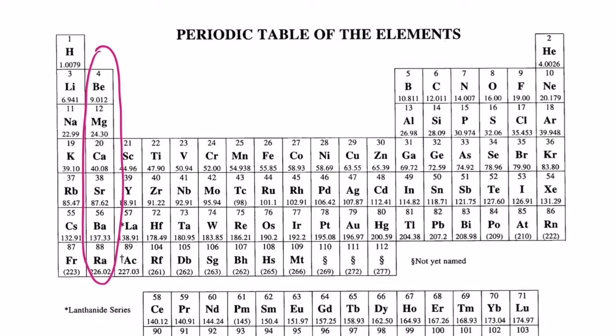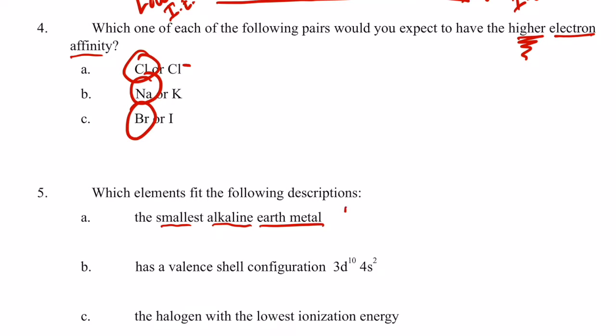And so the smallest alkaline earth metal would be beryllium. It only has 2 energy levels, so I would say Be. Okay? All right, the electron configuration at the end would be 3d10 4s2. Sometimes this is written as 4s2 3d10.